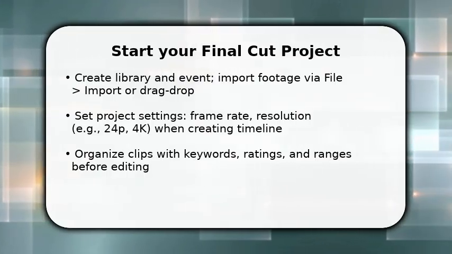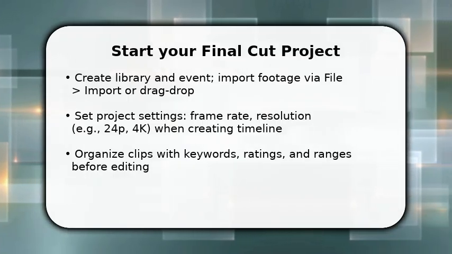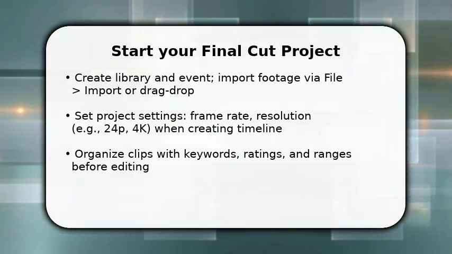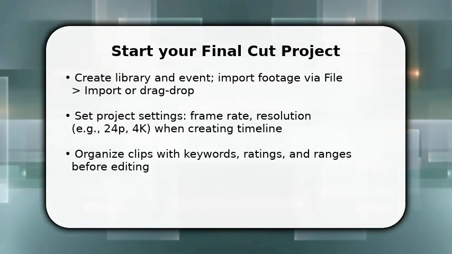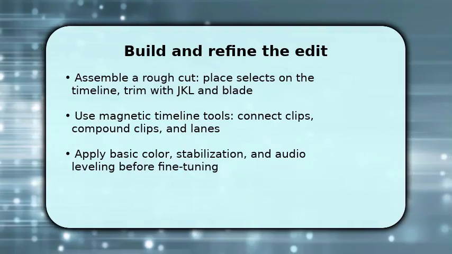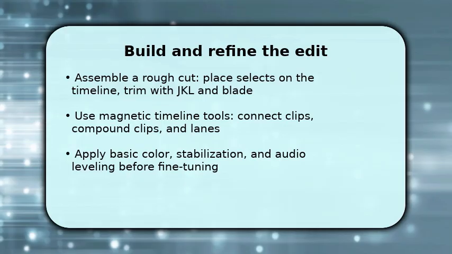Make sure to quickly skim and tag clips with keywords, ratings, or ranges. This speeds locating the best takes when you build the first rough assembly. You now assemble a rough cut using the magnetic timeline. Drop your selects, trim with JKL for speed, and use the blade tool when you need precise cuts.